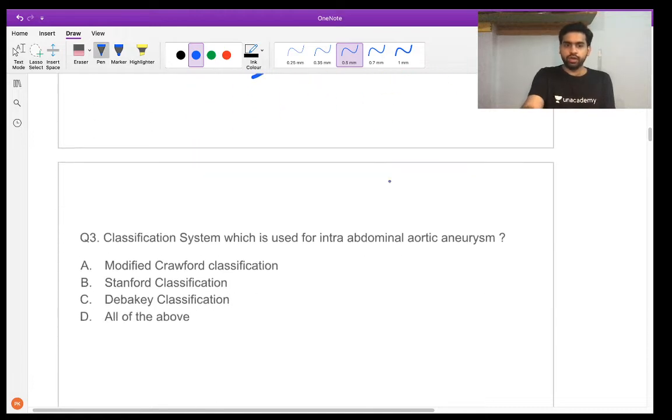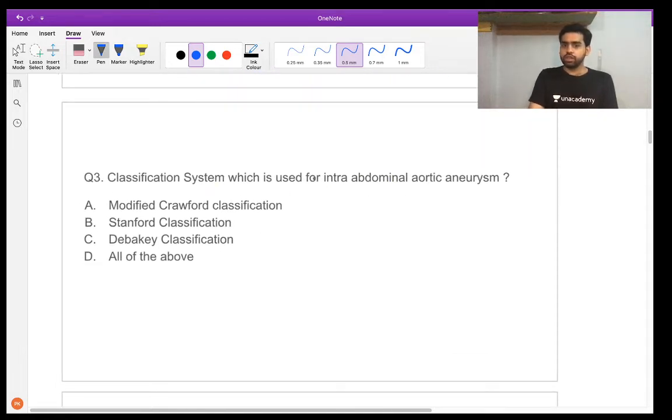Now let us move on to the next question: the classification system used for intra-abdominal aortic aneurysm. What is the classification system which we use? Is it modified Crawford classification, Stanford classification, DeBakey's, or all of the above? What is the answer to this particular question, guys? Can I hear it from you?